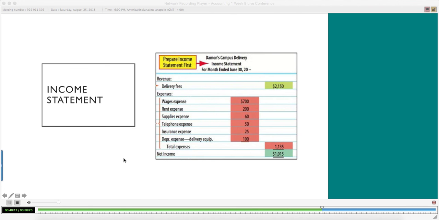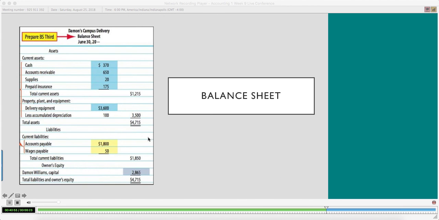So basically, the income statement has not changed since week 3. That is still the same. No surprises on this. Statement of owner's equity has not changed since week 3. Same format, same way to come up with the amount. So those are our standard financial statements. The one that does change from what we started with is the balance sheet.